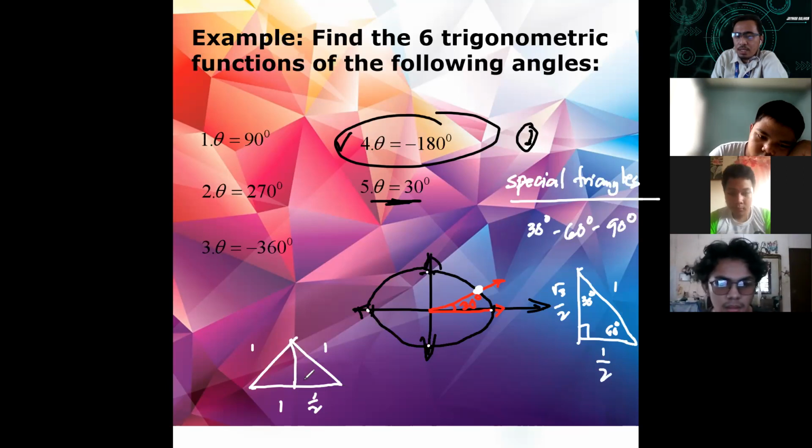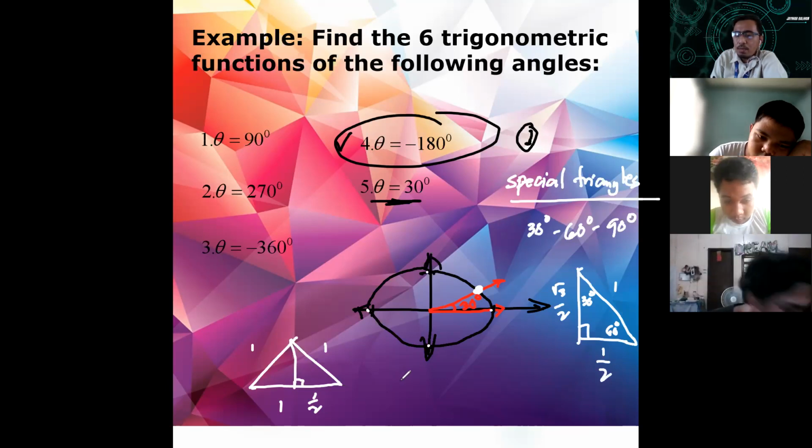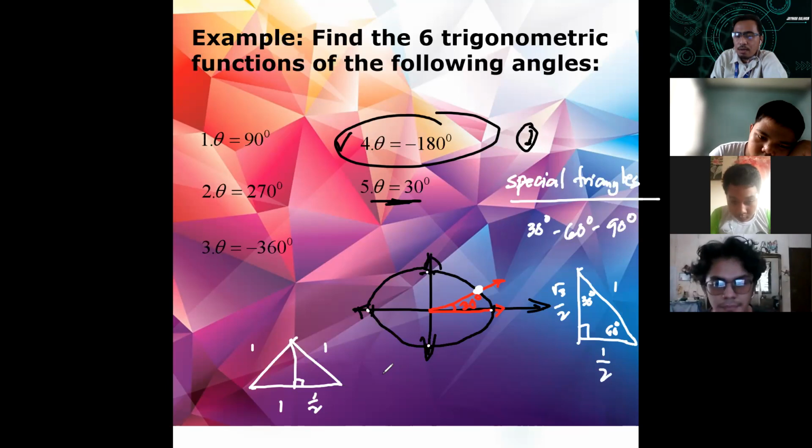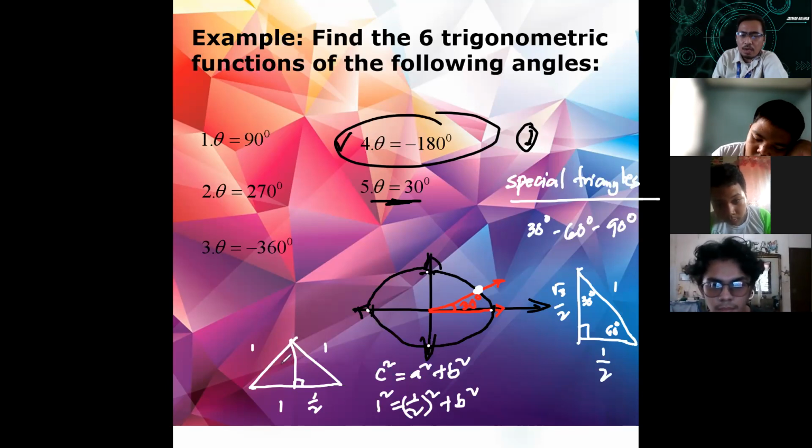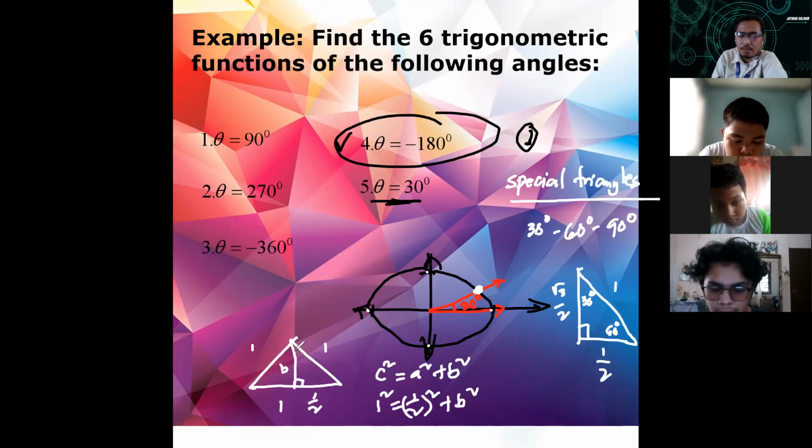And of course, this is a right triangle. So you can use the Pythagorean theorem wherein you have c squared is equal to a squared plus b squared. So the c is the longest, that is 1. So it is 1 squared. Your a is 1/2 squared. And the b is the one that you are looking for. B is somewhere here.